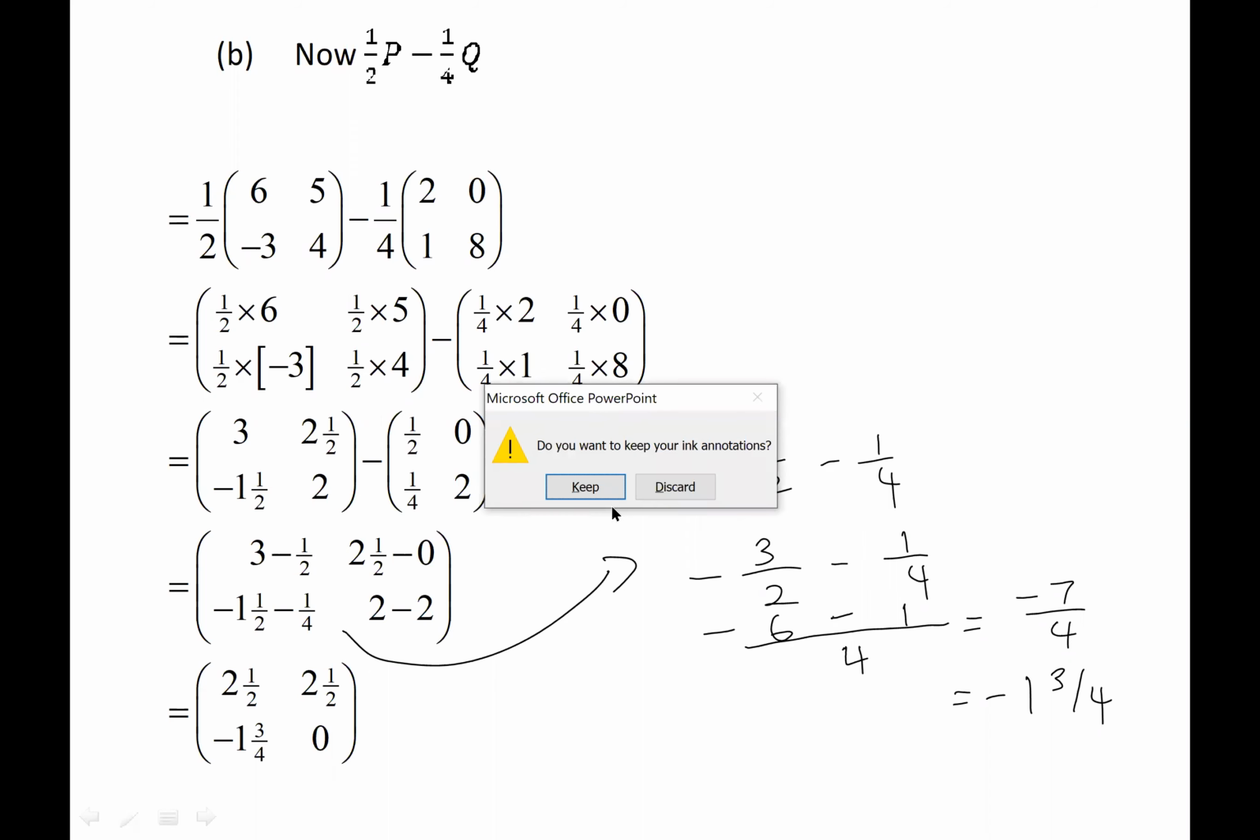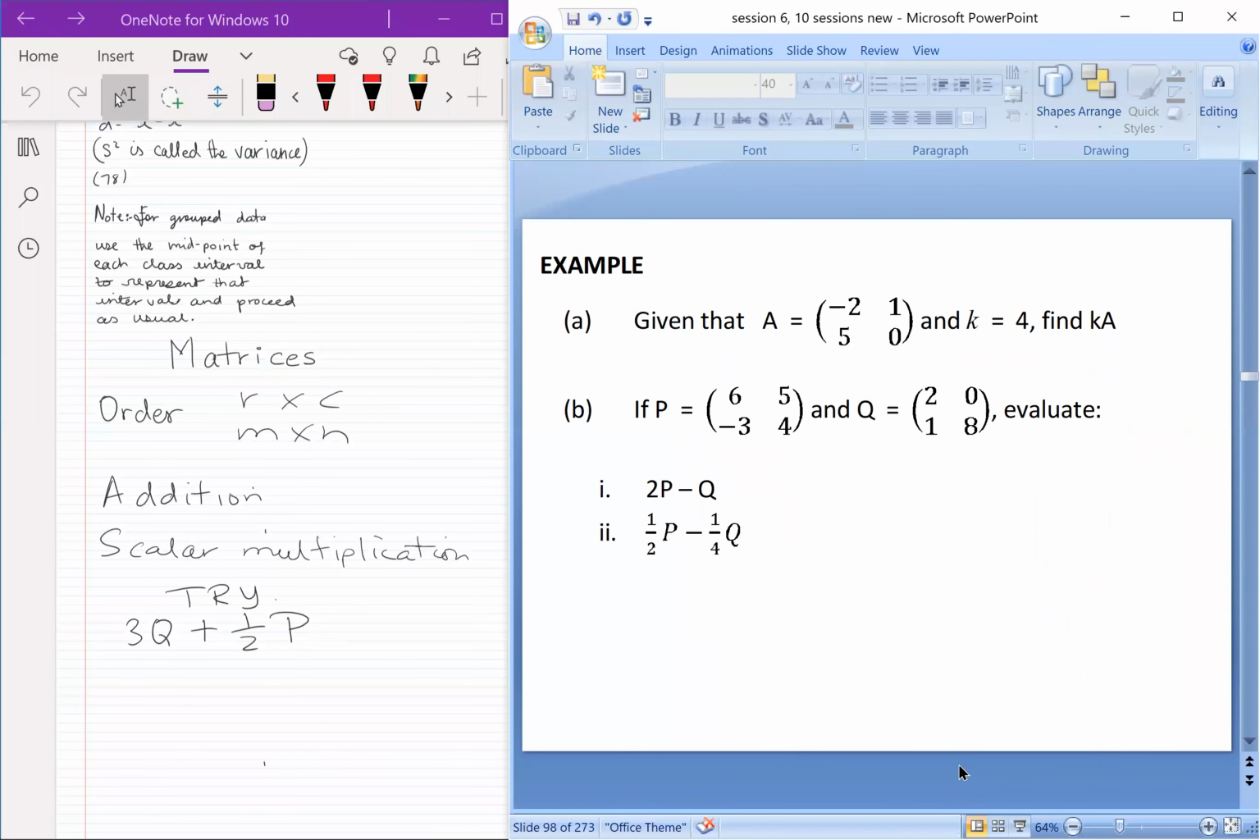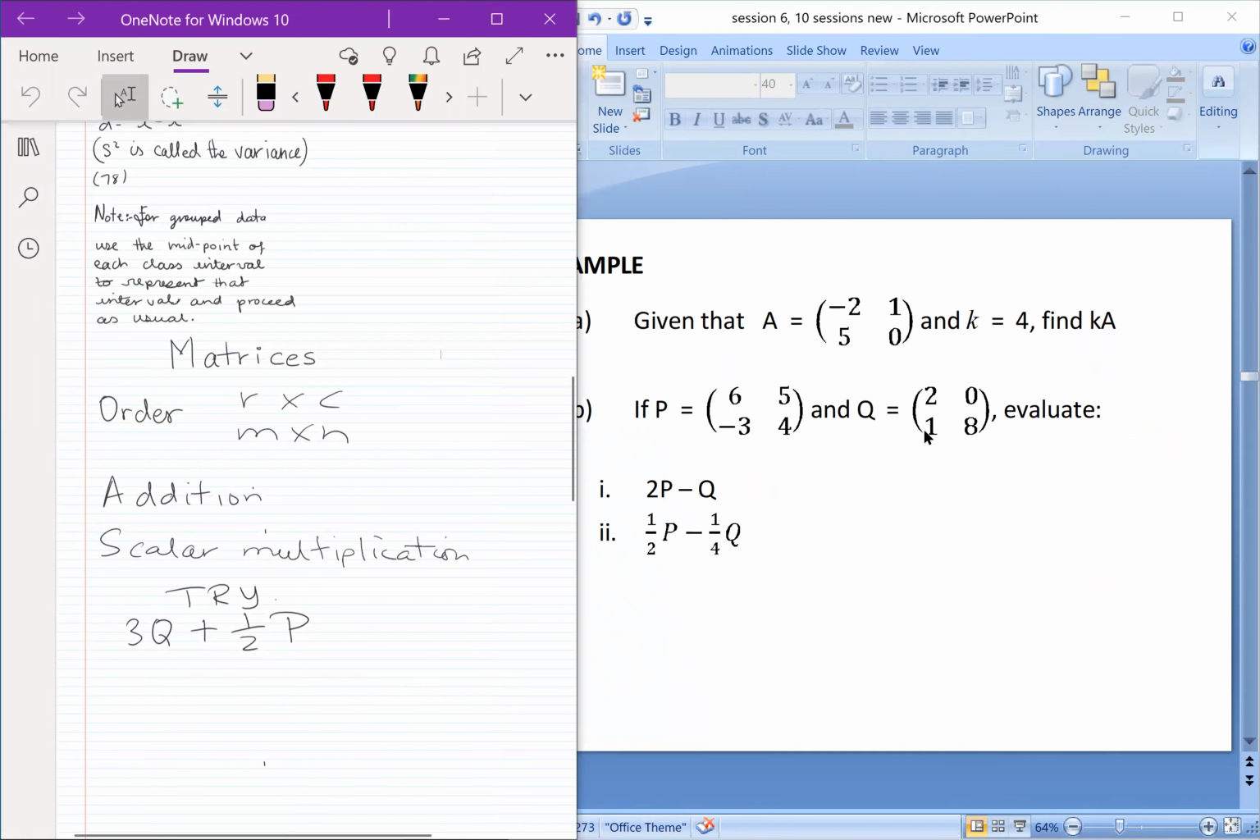All right. So what I wanted to do for you is I wanted you to try this one here for me. It's 3Q plus a half P. I'm going to show you back what P and Q are so you can get it. So here's P and here's Q. I would like you now to work out the answer for this question, 3Q plus a half P. I'll give you about 4 minutes to work on it. No calculators. Working without calculators, see what you get.